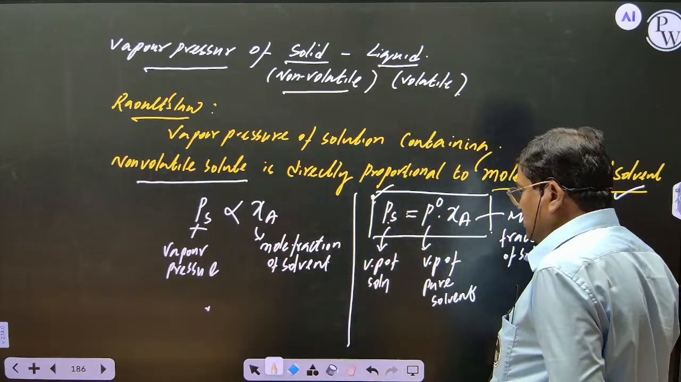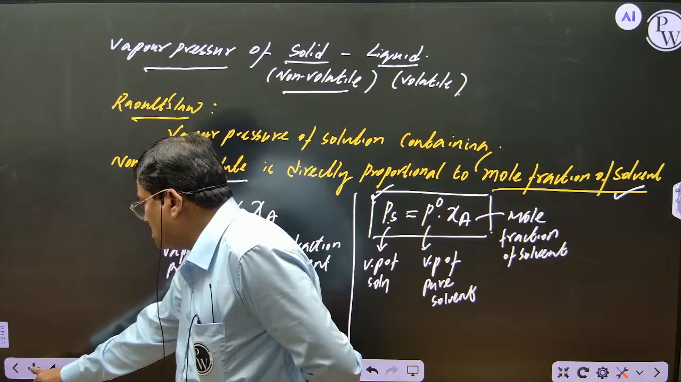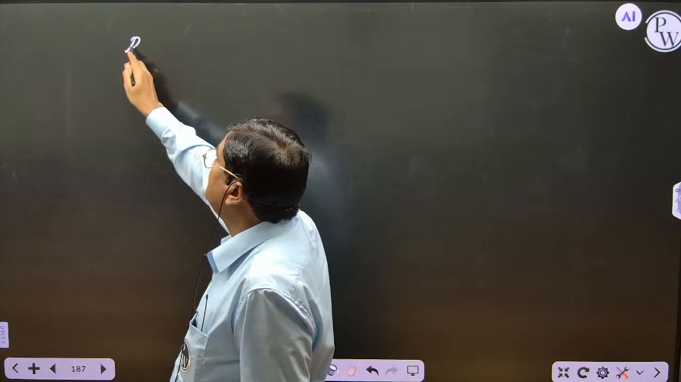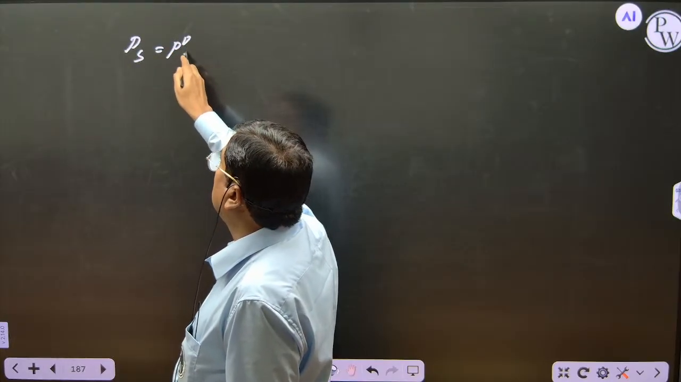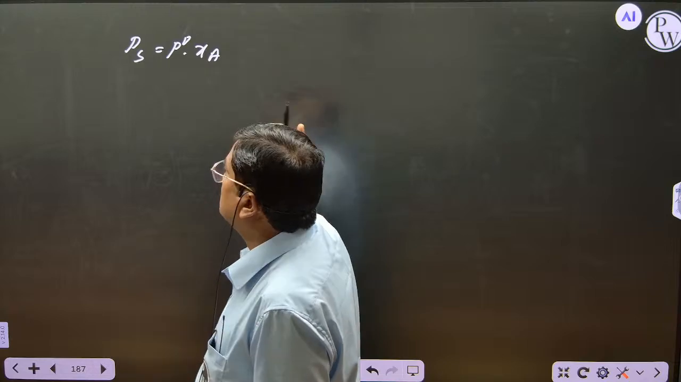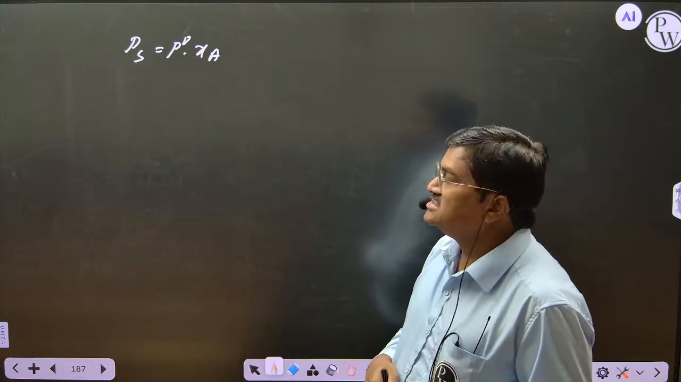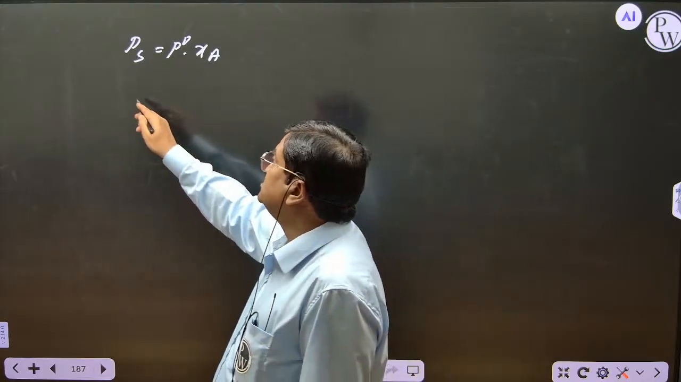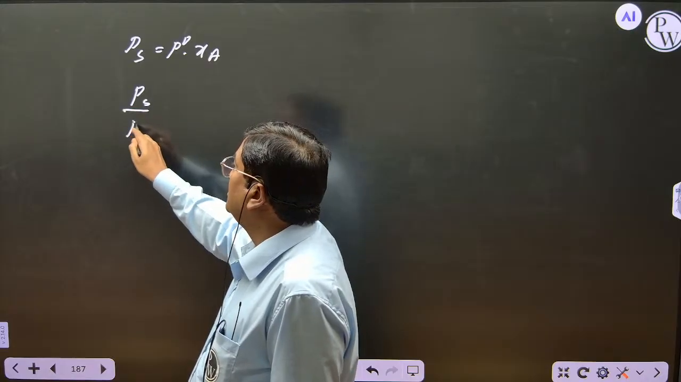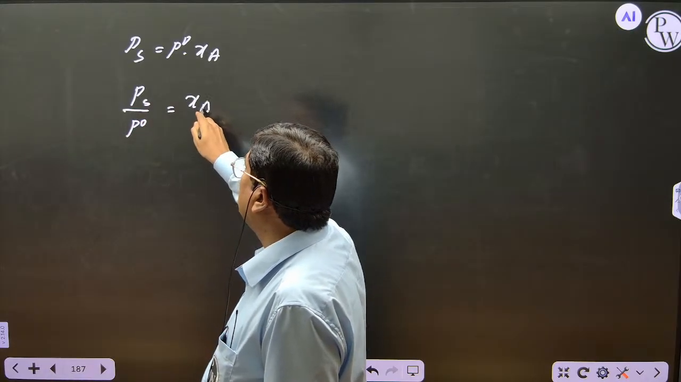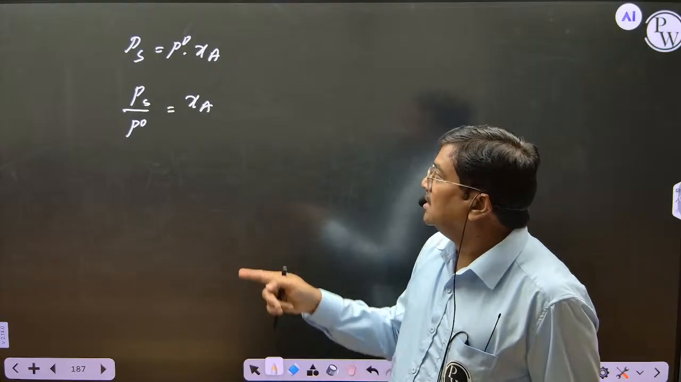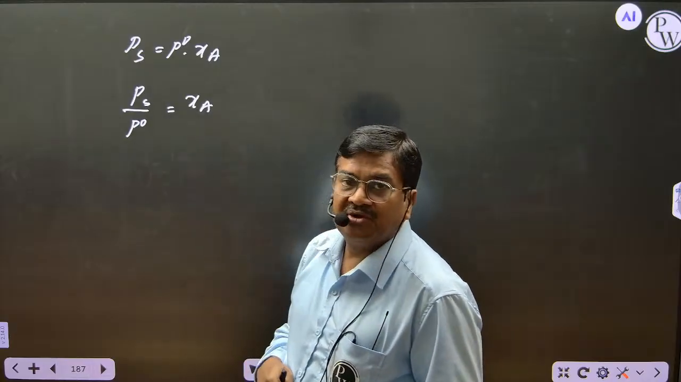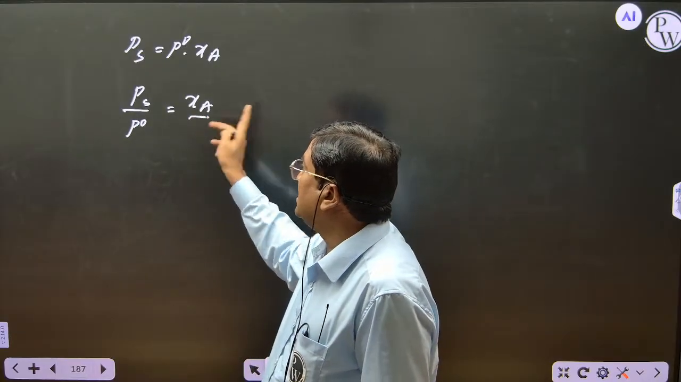Now see, I am going to the next. See what is the relation? Vapor pressure of solution is equal to P naught into chi, we wrote. Now what do we do? This P naught you bring to the left side. Then what should I write? Vapor pressure of solution by vapor pressure of pure solvent is equal to chi. Correct? This P naught I brought to the left side, student. So Ps by P naught, where P naught is the vapor pressure of pure solvent, is equal to chi, no?